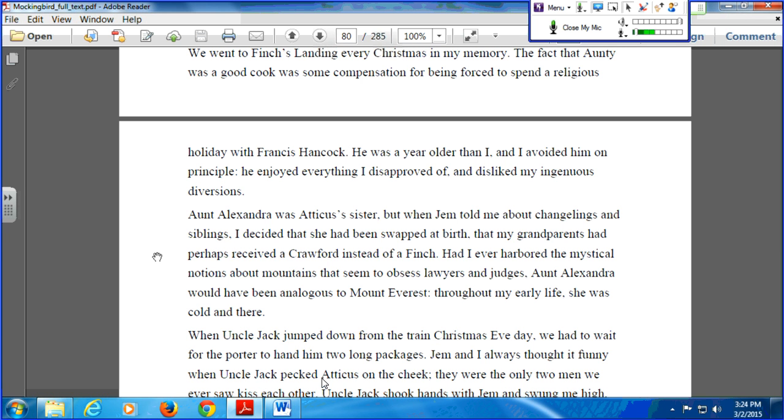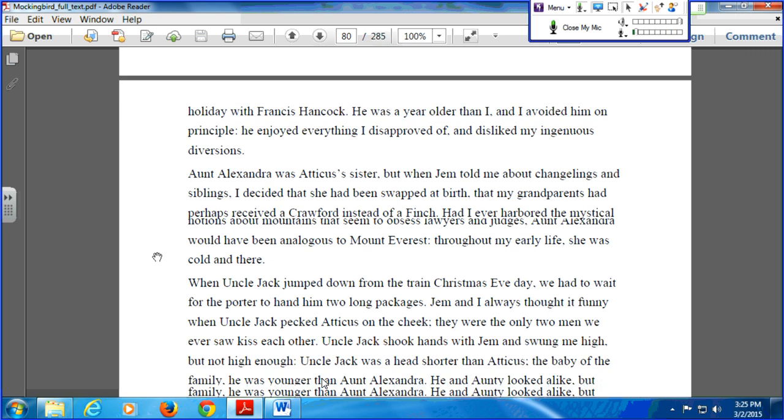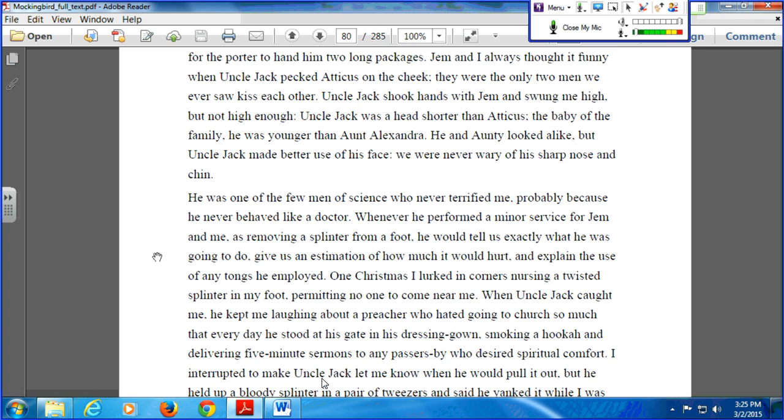When Uncle Jack jumped down from the train Christmas Eve day, we had to wait for the porter to hand him two long packages. Jem and I always thought it funny that Uncle Jack pecked Atticus on the cheek. They were the only two men we ever saw kiss each other. Uncle Jack shook hands with Jem and swung me high, but not high enough. Uncle Jack was a head shorter than Atticus, the baby of the family.